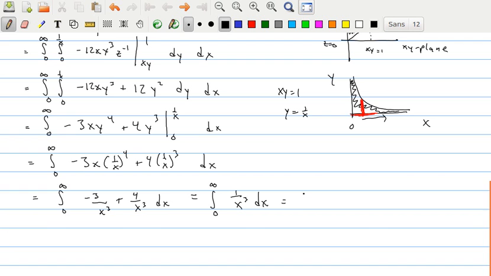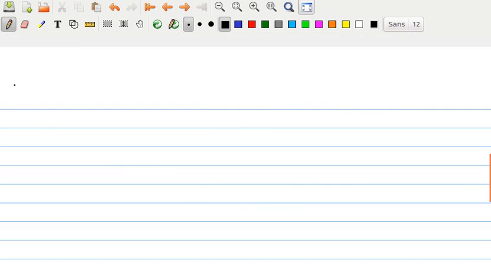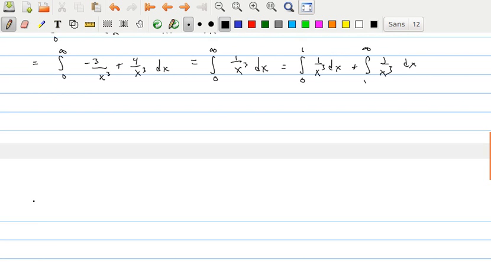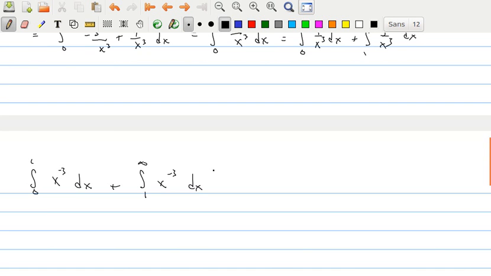So we're going to split this apart into two separate integrals. The integral from 0 to 1 of 1 over x cubed dx plus the integral of 1 over x cubed from 1 to infinity dx. Okay, so now each of these integrals we can do by the power rule. Because again, think of this like x to the negative 3. So we just copy that over the next page. So we've got the integral from 0 to 1 of x to the minus 3 dx plus the integral from 1 to infinity of x to the minus 3 dx. So now we do the power rule on each of these pieces.